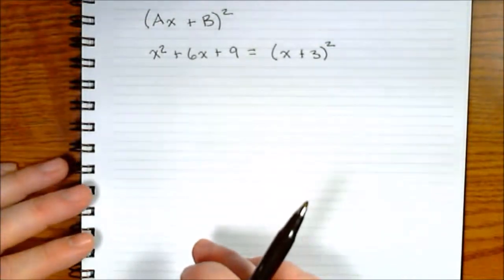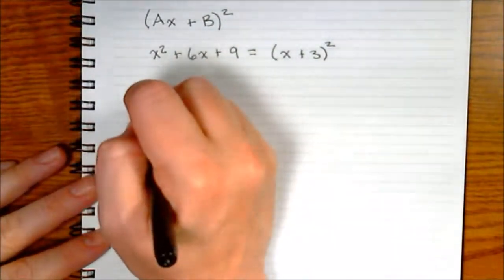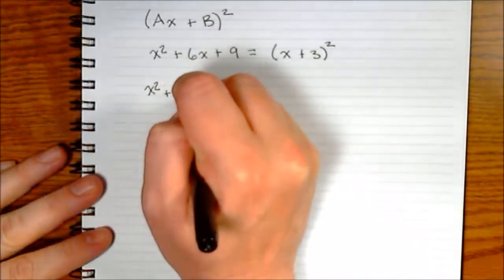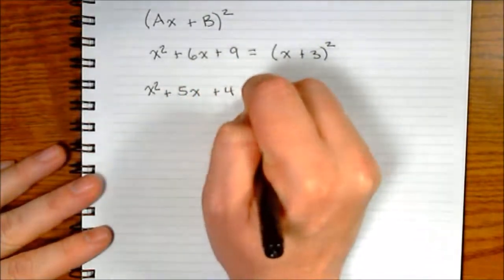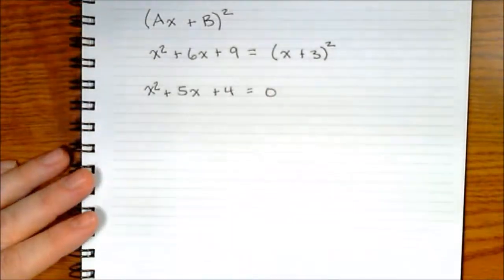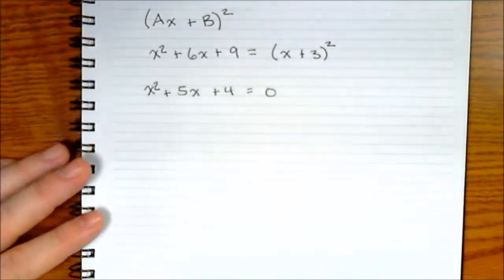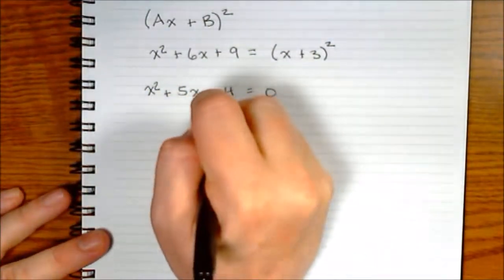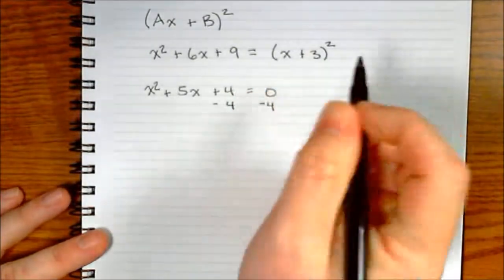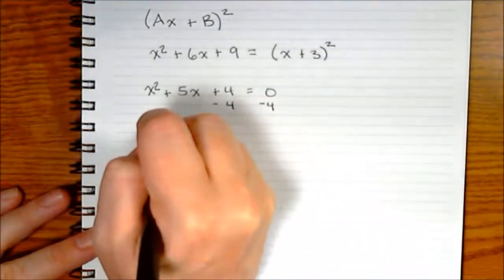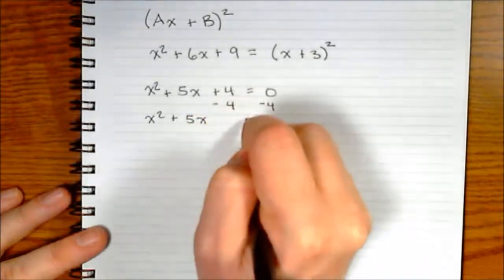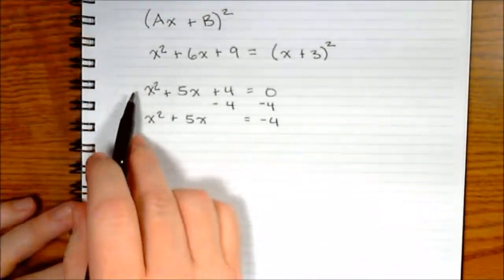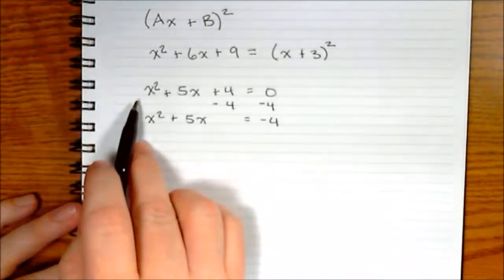So how would we complete the square of a quadratic equation like this? Suppose we have x squared plus 5x plus 4 equals 0. Well, we always begin by rewriting the equation with the constant on the right-hand side. So in this case, subtract 4 from both sides of this equation, and that will give us x squared plus 5x equals negative 4.